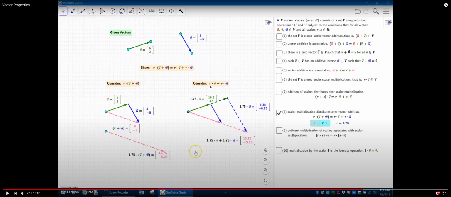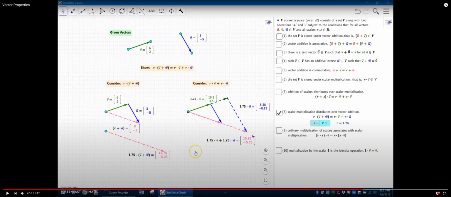Okay, and when you add the rv plus the rw, you get this long pink line. And the pointer is this vector here. This long pink line is equal to what you got by adding the v and the w first and then multiplying by r, which is this. So the length of this vector is equal to the length of this vector.